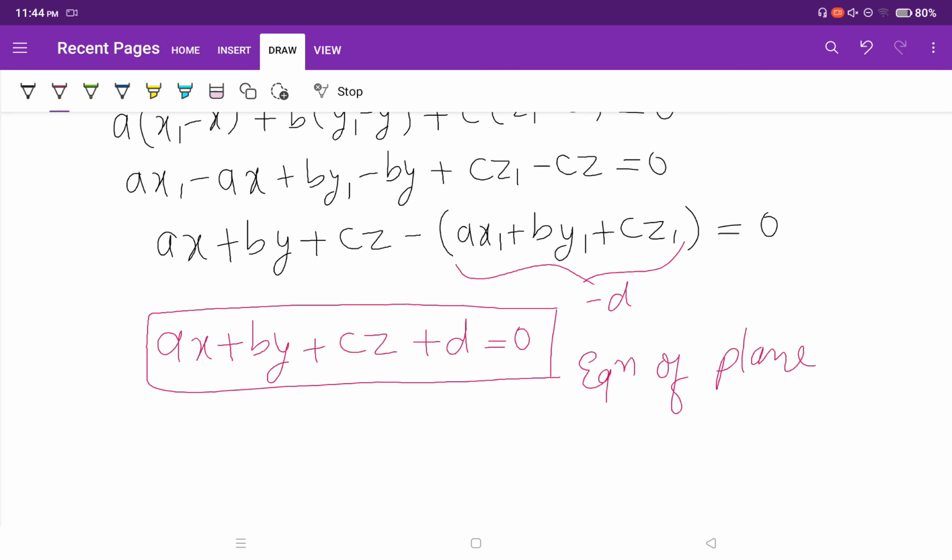Now this is not just a formula that appeared from nowhere, right? It is simply the mathematical statement that every point on the plane produces a vector that is perpendicular to the normal vector of the plane, correct? So what we can conclude here is, in 2D, a line is determined by a normal vector and a point. Similarly, in the case of 3D, the plane is determined by a normal vector and a point.